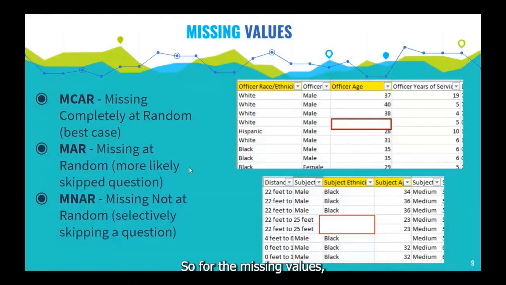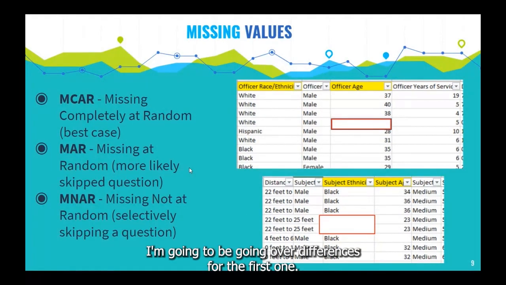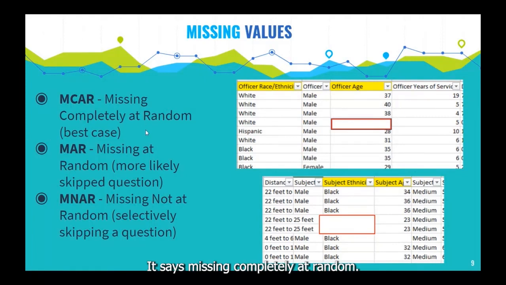So for the missing values, mainly we have three categories. I'm going to be going over the differences. For the first one, it says missing completely at random. This is the best case that we want.